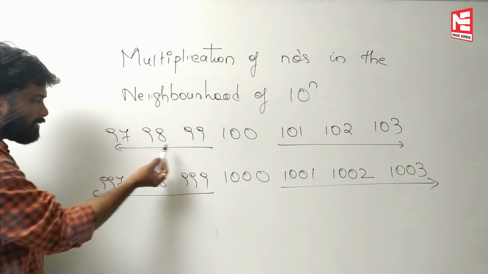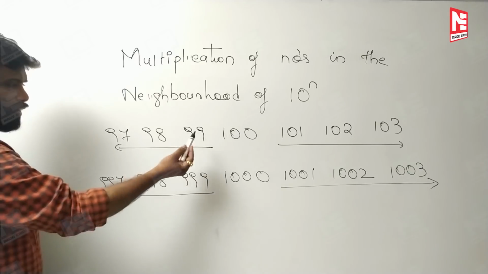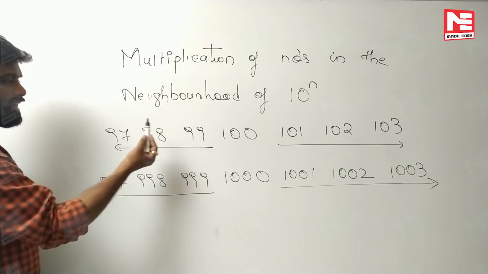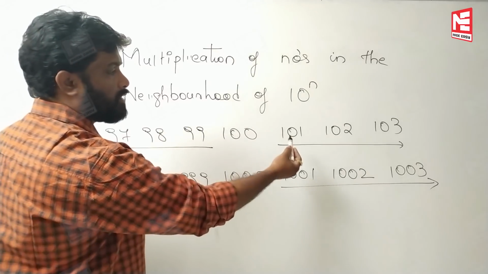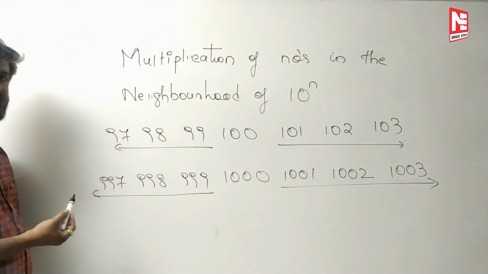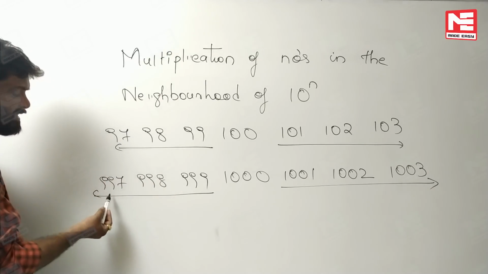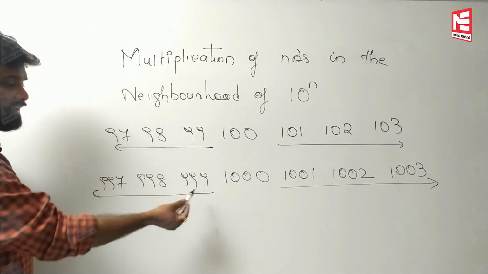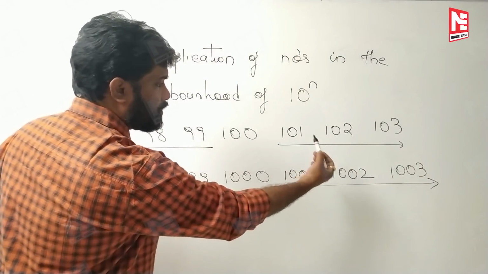This is the lower neighborhood of 100 and that is the higher neighborhood of 100. Lower neighborhood goes like 99, 98, 97, etc. And the higher neighborhood goes like 101, 102, 103, etc. Similarly, 1000 is nothing but 10 power 3. So its lower neighborhood goes like 997, 998, 999, etc. And it goes on in the decreasing way. Higher neighborhood goes like that.